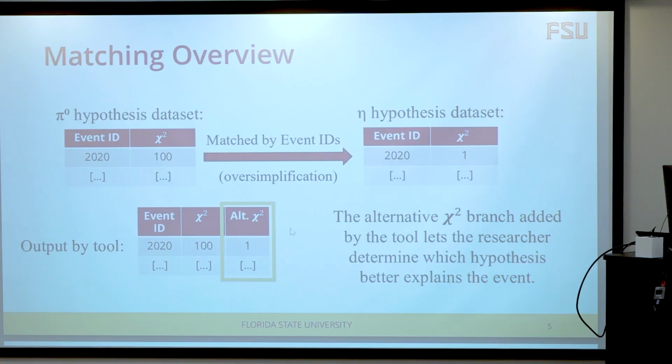In this case, you can see the chi-squared value under the eta hypothesis is significantly lower than under the neutral pion hypothesis. So a physicist would be able to confidently say that this particle is better explained under the eta hypothesis.